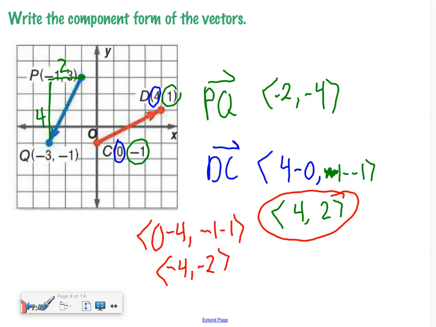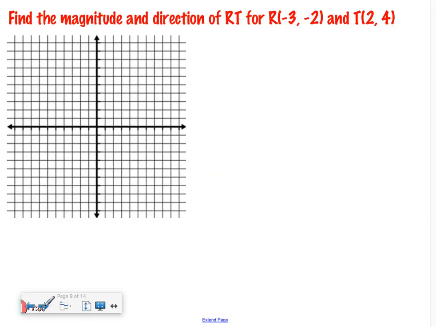So how do we feel about finding component form? We get it? We're just finding the change in our directions, okay? Now we are asked to find both the magnitude and direction. So first steps first, just graph it. Let's just see what we're dealing with. So just graph these 2 points and see what our vector looks like.